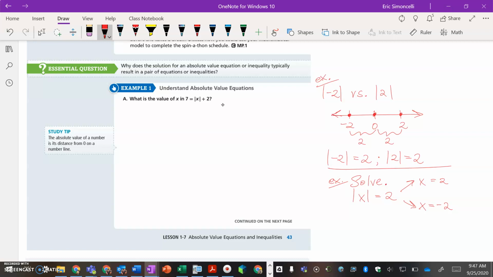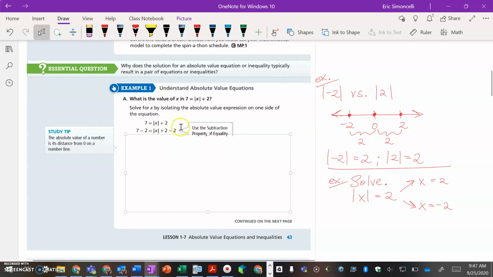Now we can do example 1 officially with that background knowledge. So again, what is the value of x in 7 equals the absolute value of x plus 2? Our goal should be to get the absolute value expression by itself. Here's what they say: solve for x by isolating the absolute value expression on one side of the equation. In other words, as you can see here, subtract 2 from both sides. This is called the subtraction property of equality. So 7 minus 2, of course, is 5. 5 equals the absolute value of x.